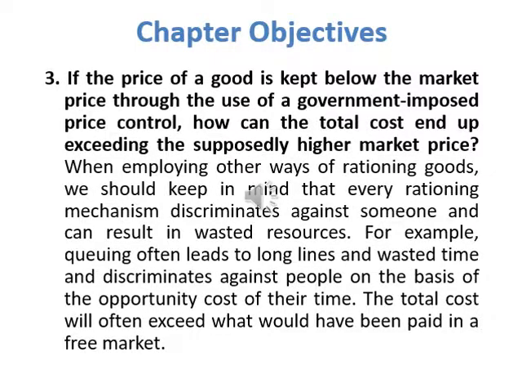When employing other ways of rationing goods, we should keep in mind that every rationing mechanism discriminates against someone and can result in wasted resources. For example, queuing often leads to long lines and wasted time and discriminates against people on the basis of the opportunity cost of their time. The total cost will often exceed what would have been paid in a free market.